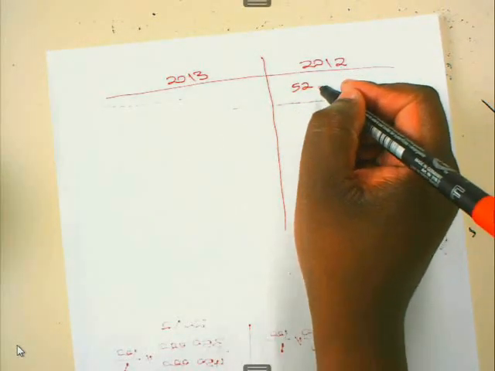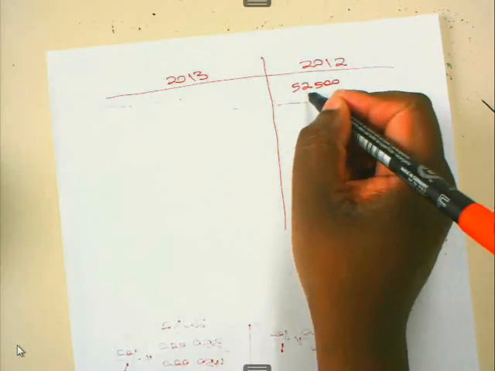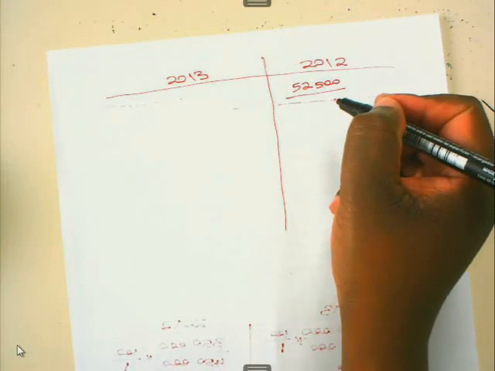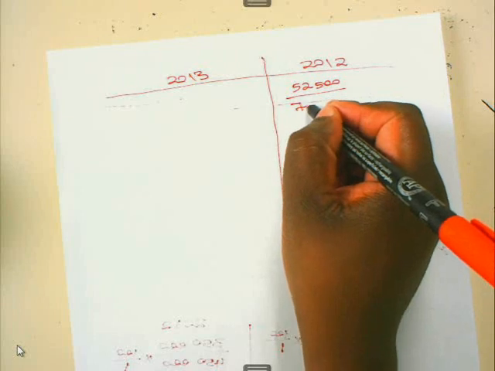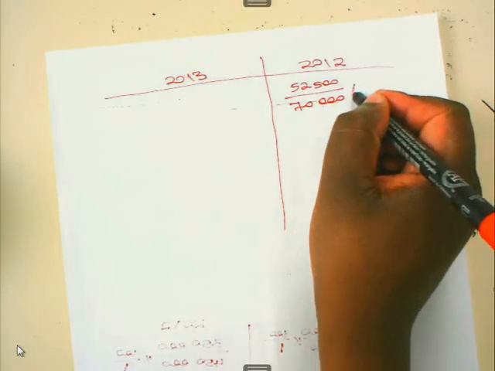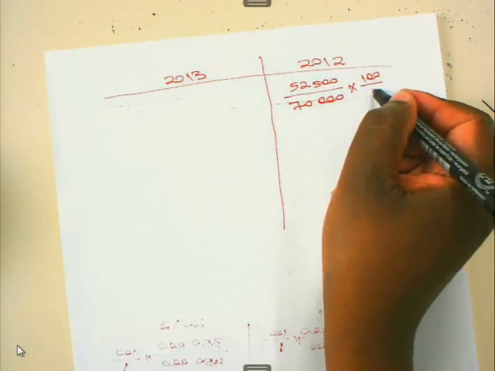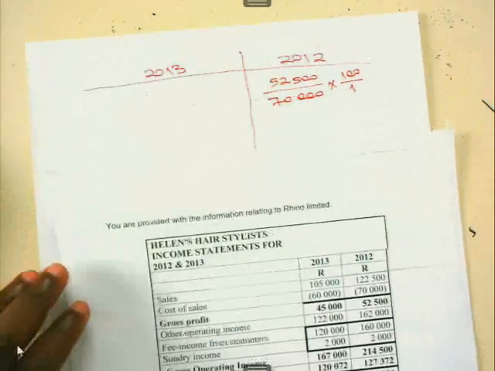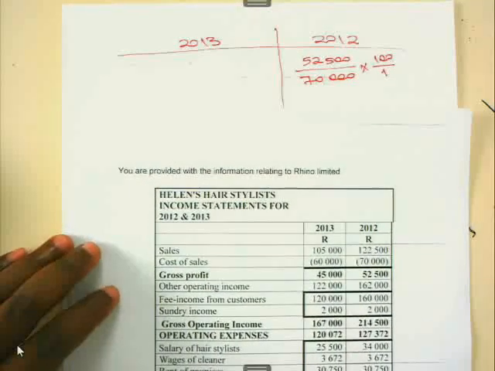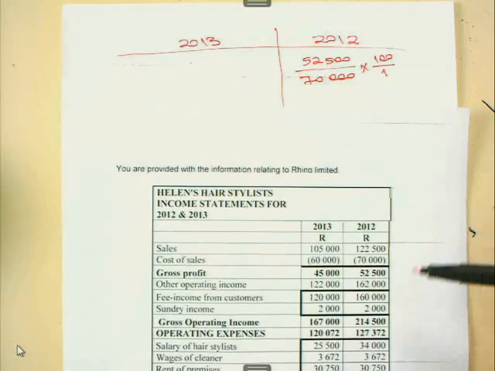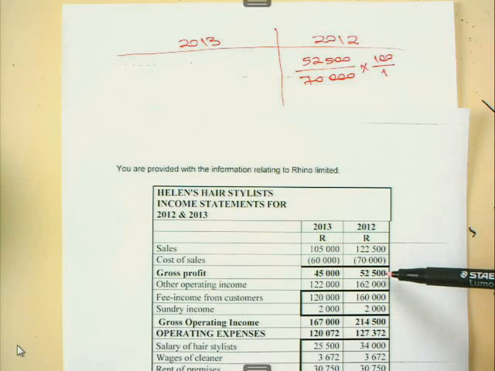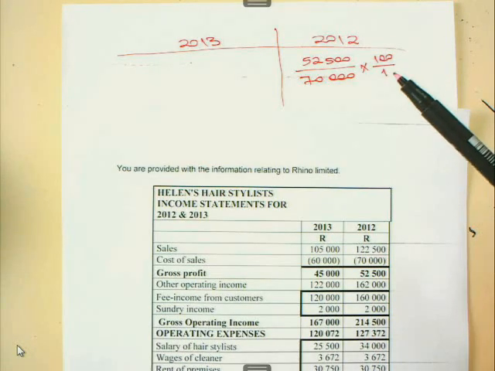The gross profit for 2012 is 52,500. We divide it by the cost of sales of 70,000. We will multiply that by 100 over 1. Where did you get the information? The gross profit is 52,500 from the given information. You are going to divide it by the cost of sales of 70,000. We multiply it by 100 over 1.